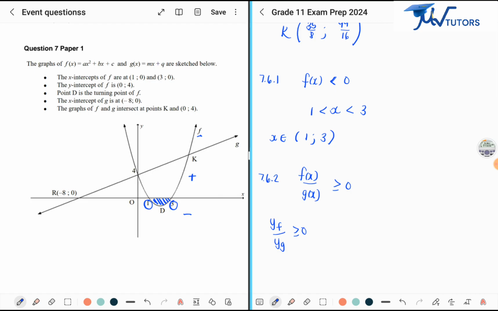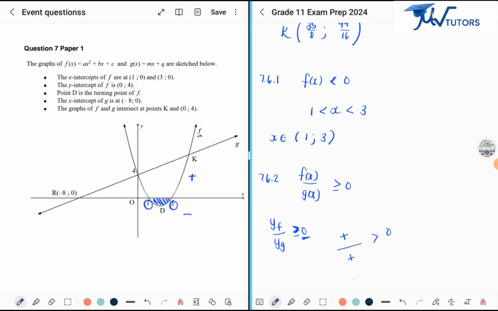Please do not be tempted to take g to the other side, because you might get some of the answers right, but we might miss some of them. So let's rather tackle it this way. Where are the y values of f divided by the y values of g bigger or equal to 0? Where will I get a positive answer? Let's start with the bigger than. Bigger than 0 means it's positive. If my y values of f are positive and the y values of g are positive, then I will get an answer that is positive.